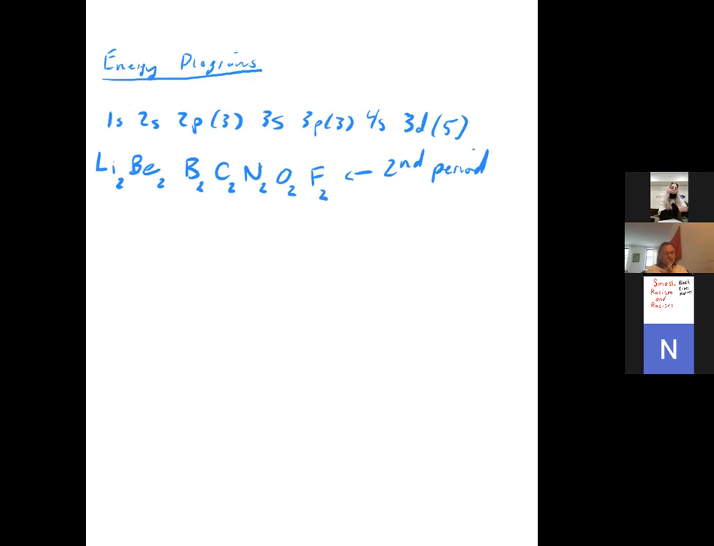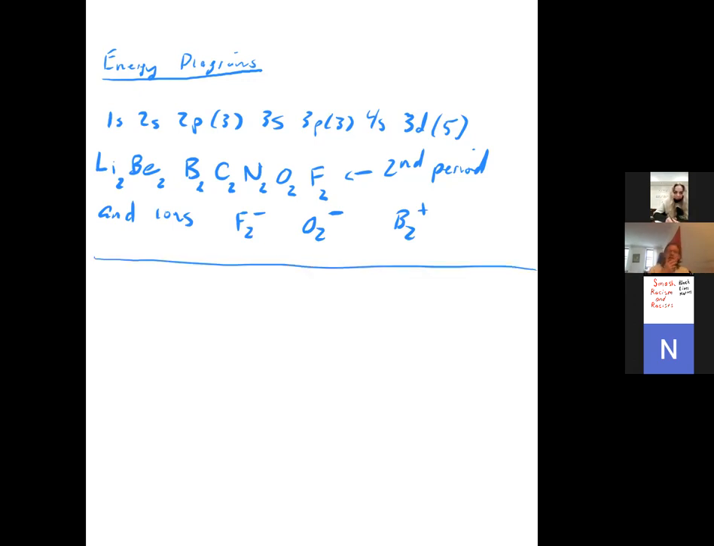But we are going to add one issue of complexity. We're also going to look at ions. So we're going to look at those molecules and their ions, for example F2 minus or O2 minus or B2 plus. We're going to look at the diatomic molecules, but also ions, just to make it more interesting, to be honest with you. There's no reason we have to do that. So here's what you're going to do. They're going to ask you to draw the energy level diagram.